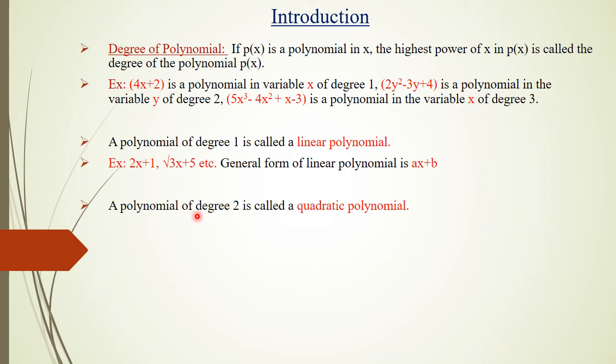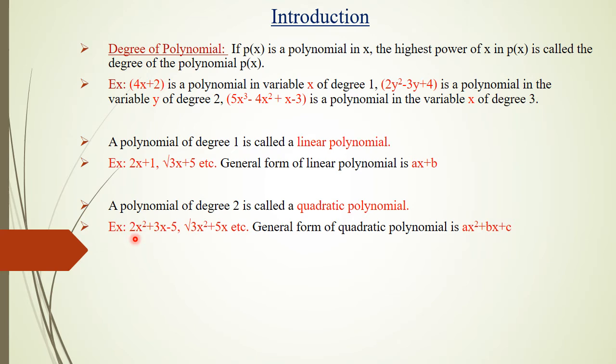Next, a polynomial of degree 2 is called a quadratic polynomial. Example, you can see here 2x square plus 3x minus 5. Here the highest power of x is 2, therefore this is called a quadratic polynomial. In the next example, root 3x square plus 5x. Here also you can see the highest power of x is 2, therefore this is also an example of a quadratic polynomial. The general form of a quadratic polynomial is going to be ax square plus bx plus c, where a is the coefficient of x square, b is the coefficient of x and c is going to be the constant term.